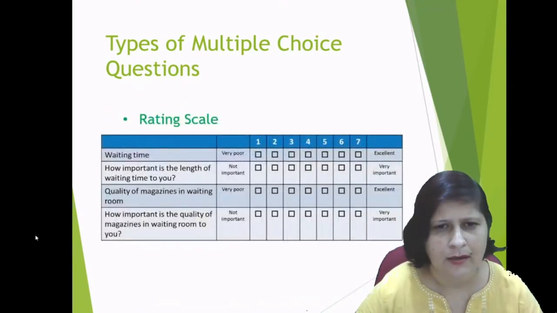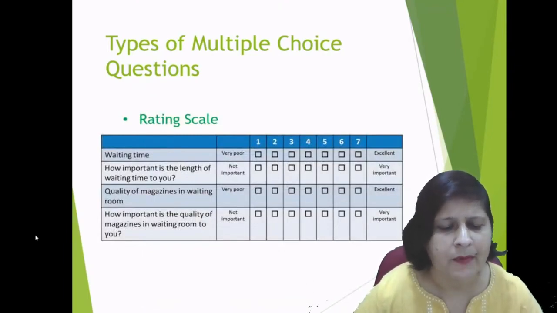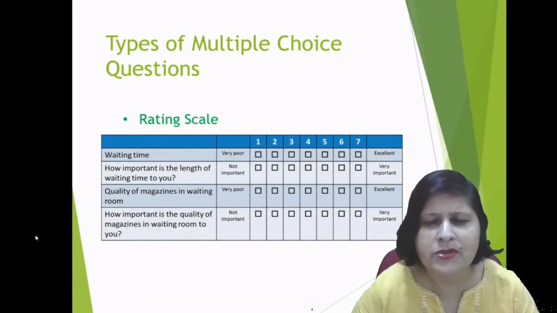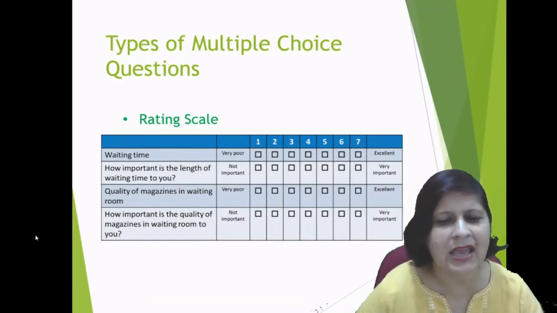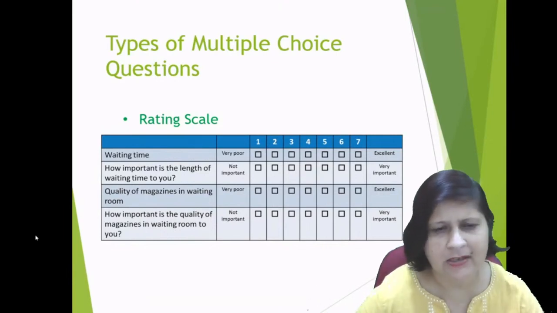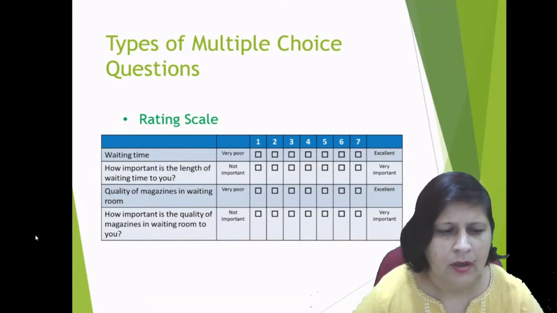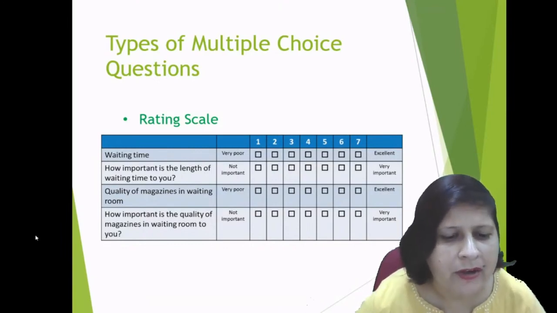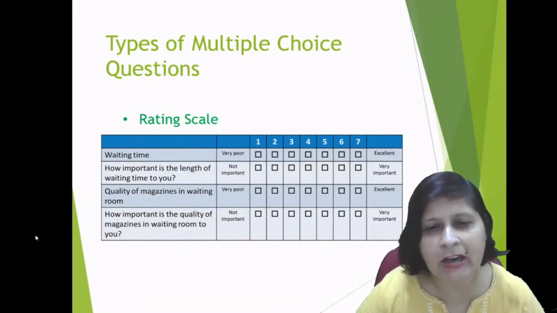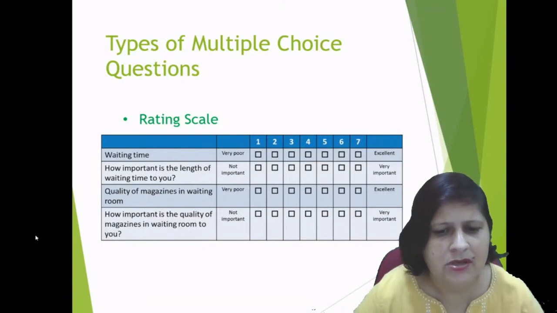Then rating scale. Then you have to rate. What is a rating scale? Waiting time. If you are asking about waiting time, you have to rate between 1 to 7. 1 means very poor and 7 means excellent. It could vary. Waiting time was, suppose I chose 4. It means neutral. How important is the length of waiting time to you? The length of the waiting time is very important for me. So suppose I have chosen 7.